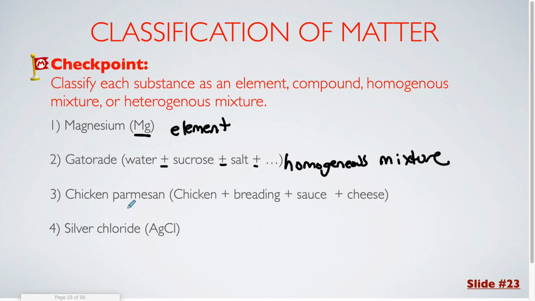Chicken Parmesan: you have the chicken, the breading, the sauce, the cheese. You have different layers. You can clearly see the differences within that example. So that would be an example of a heterogeneous mixture.